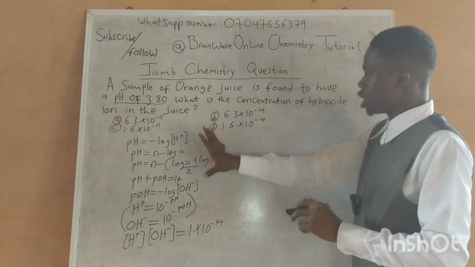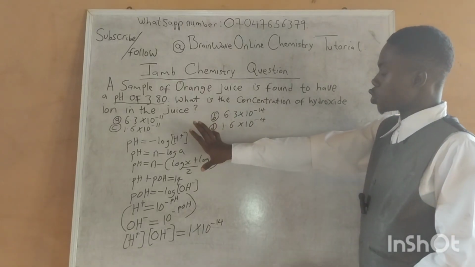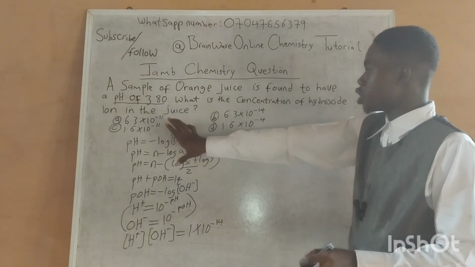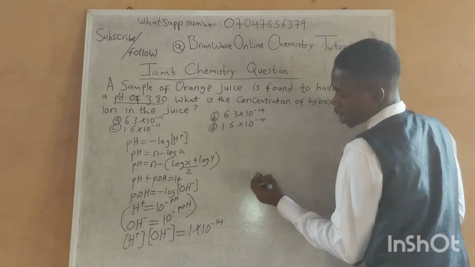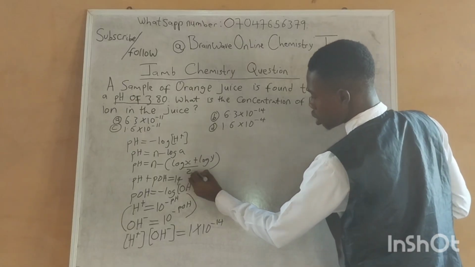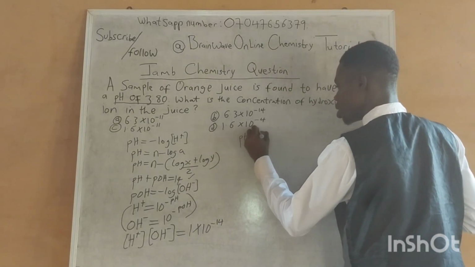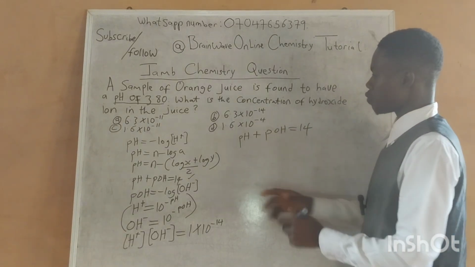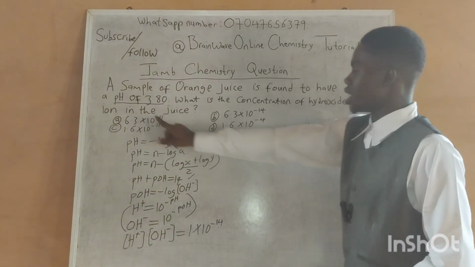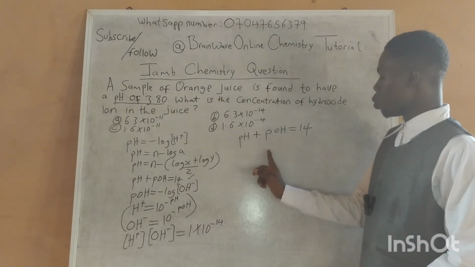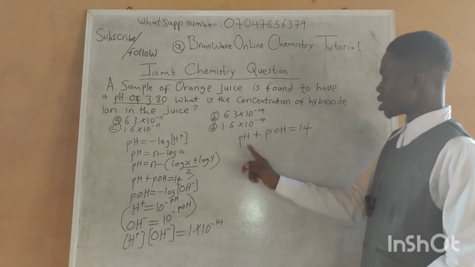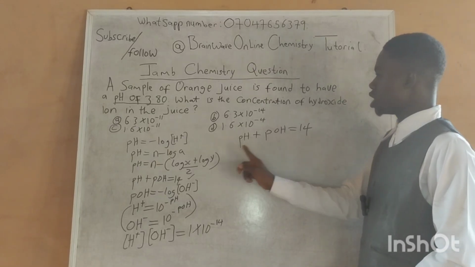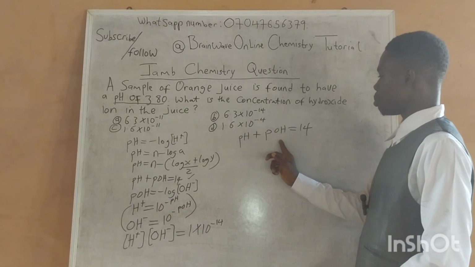If you look at this question very well, the normal formula that most of us use in solving questions like this is pH plus pOH equals 14. They give us pH here, so we make pOH the subject of the formula. We find our pOH by subtracting our pH value from 14. So we'll get our pOH.